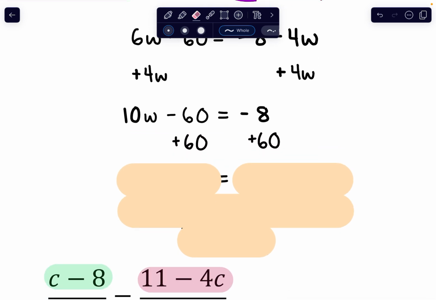Always you're unwrapping the present. So start with the wrapping paper. Start on the outside. Work your way into the middle. Work your way into where that w is. All right. So the 60s cancel each other out. The 10w comes down, and -8 plus 60 is 52. Please use a calculator to do these. That's still the biggest problem I see. It's a problem that can be fixed. It's the easiest problem to fix.